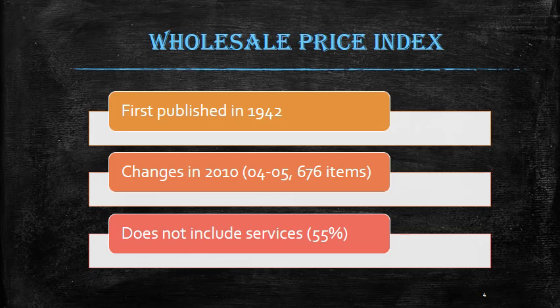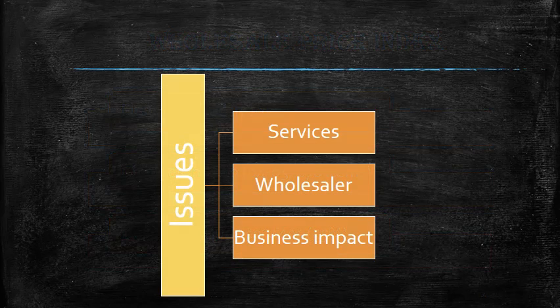So in 2010, the base year for the wholesale price index was changed from 93-94 to 2004-2005. Also, the items were increased to 676 items. But one problem with the wholesale price index is it does not include services, because services are not something that gets traded in that wholesaler-retailer value chain. So this was a basic measure of inflation.